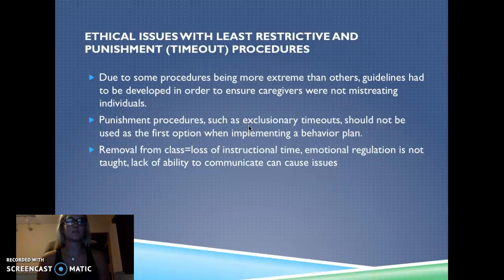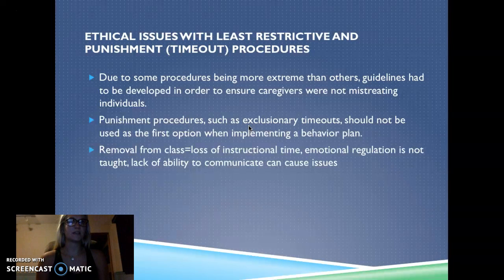If a child is being sent to an exclusionary timeout multiple times a day, they are missing out on instructional time during their day. This also means that they are being removed from their least restrictive environment. Exclusionary timeouts do not teach children emotional regulation. When an emotional or misbehaving child is sent to a timeout and expected to calm down on their own, they are not going to learn how to regulate their emotions independently. When children with disabilities cannot communicate effectively with words and they are placed in an exclusionary timeout, nothing is getting accomplished in regards to that child learning how to handle themselves the next time.